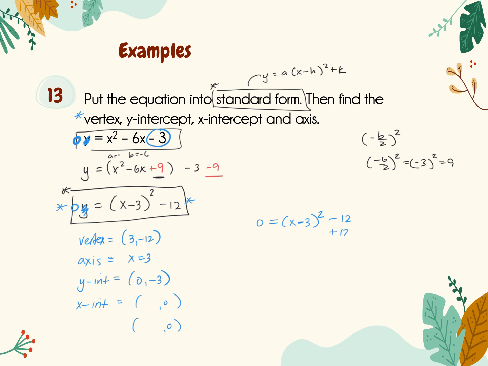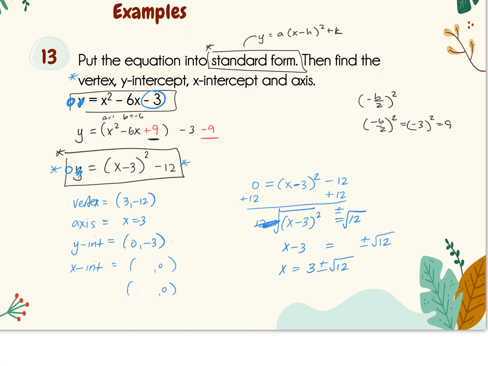So I'm going to add 12 to both sides. I'm going to get 12 equals (x - 3) squared. Now, I like to see the 12 on the other side, so I'm just going to do it that way, okay? And I'm going to take the square root of the left and the positive and negative square root of the right side. So x - 3 equals positive or negative square root of 12. And I'm going to add 3 to both sides, and I get 3 plus or minus the square root of 12. Now, I can simplify the square root of 12 a little bit.